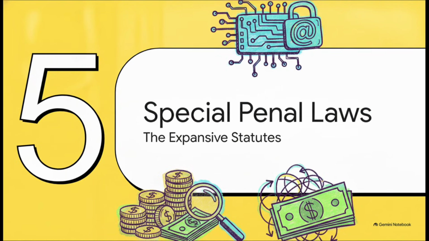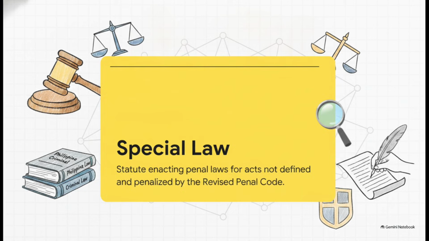Because, let's face it, society evolves, right? What happens when the state needs to crack down on modern stuff, like cybercrime or complex financial fraud, that a committee back in 1930 couldn't possibly have imagined? So, this is exactly where special penal laws step in. A special law is a totally separate statute enacted by the legislature that is penal in character. It's designed specifically to punish acts that aren't defined in the Revised Penal Code. They run parallel to the RPC, essentially filling in the gaps as society modernizes.